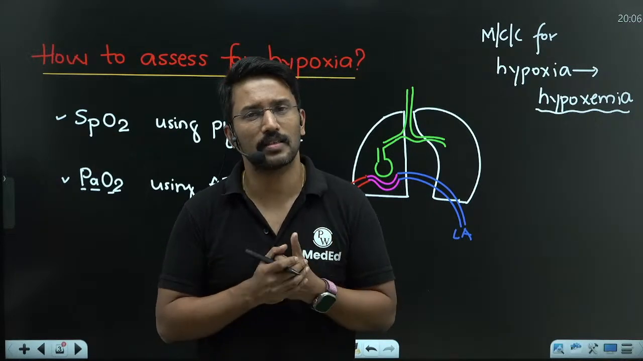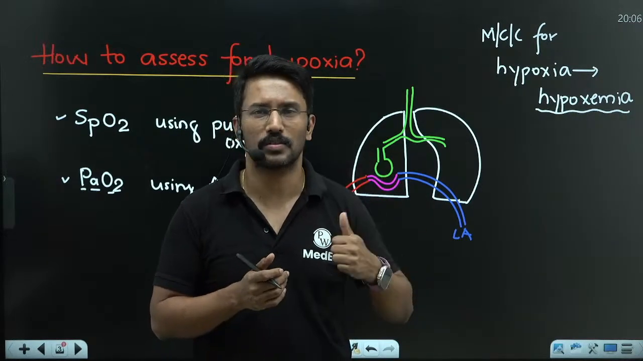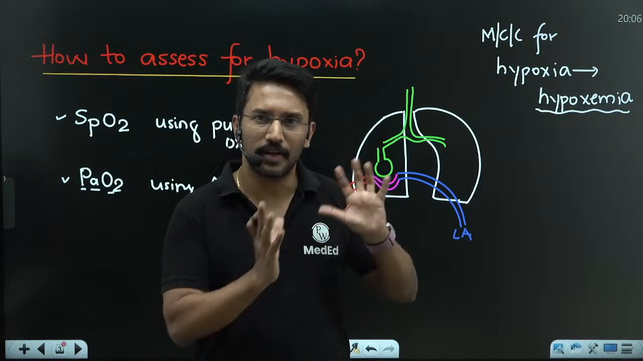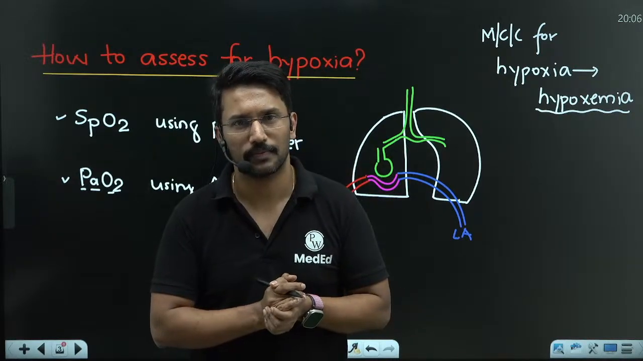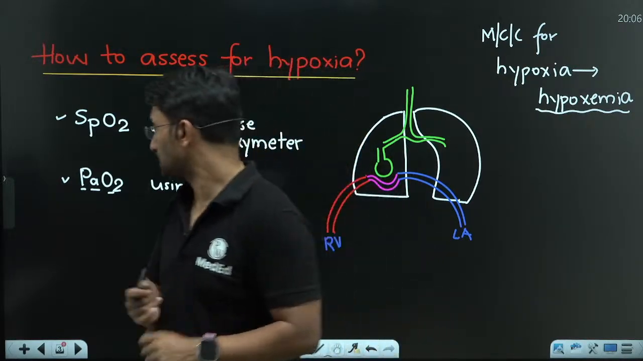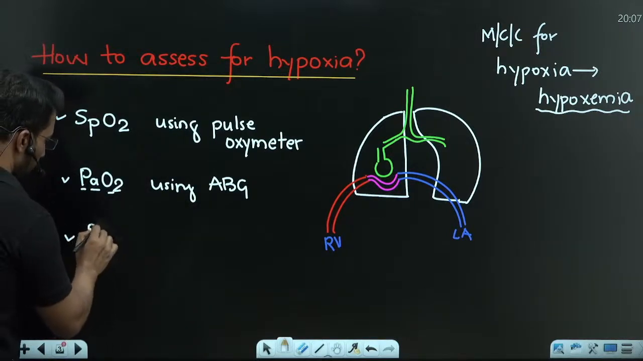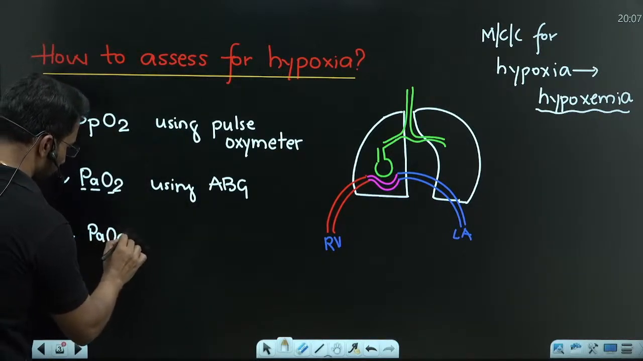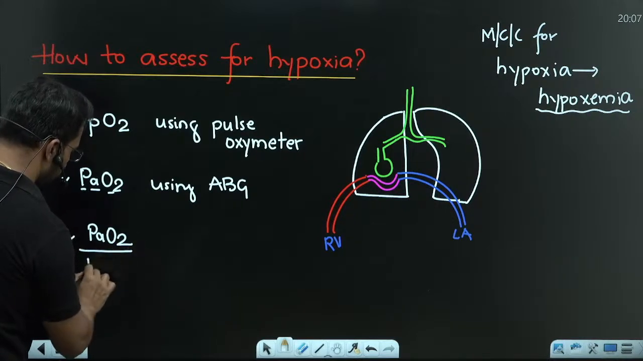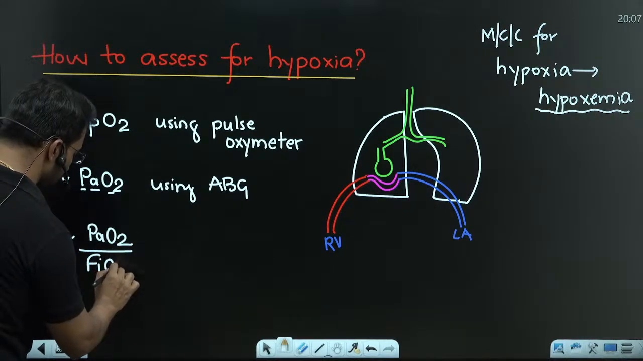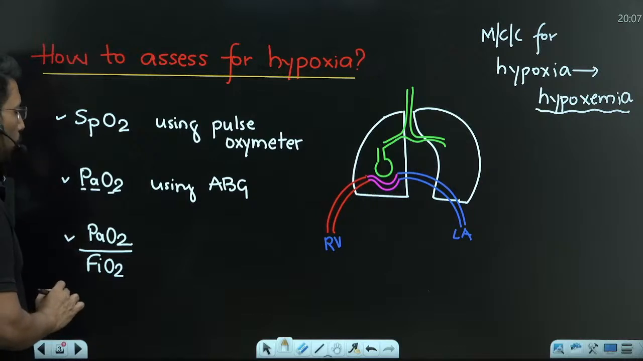But at the same time, I also want to know the degree of hypoxemia. So how can I assess in such a situation where the patient is already on oxygen and that might have elevated the patient's oxygen levels in the blood? So in such a situation, how can I assess? We have something called the PaO2 by FiO2 ratio. PaO2 by FiO2 ratio.